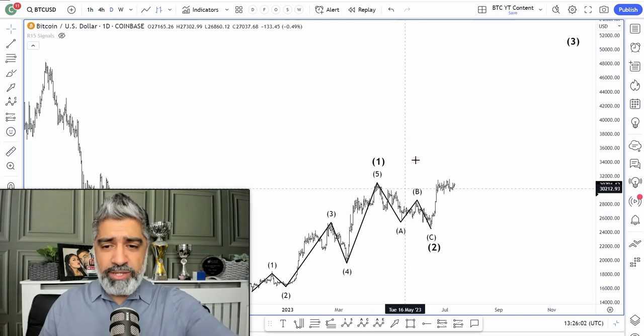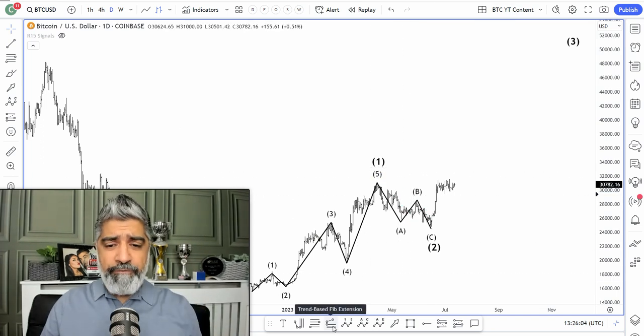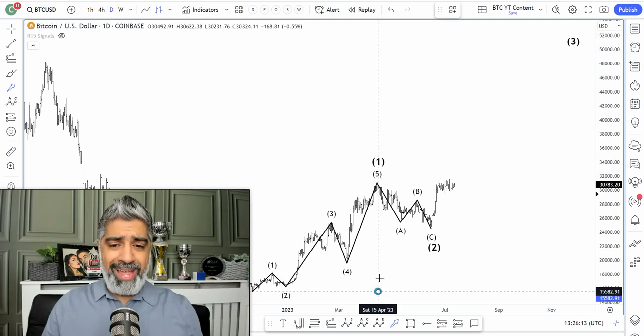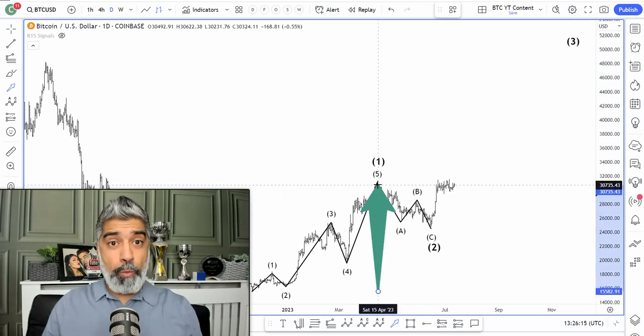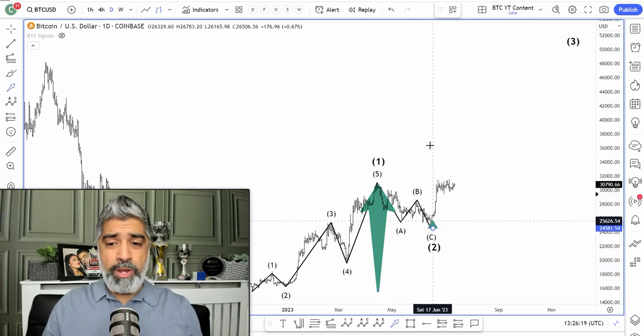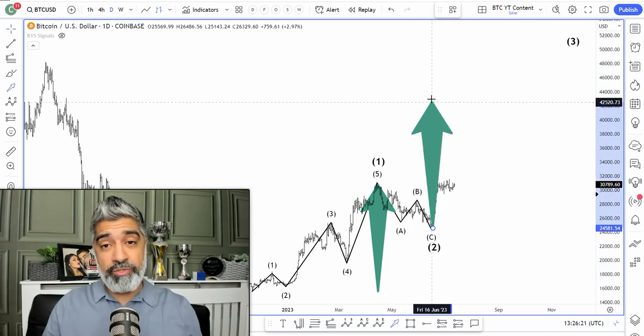So what we're going to use is a tool called Fibonacci, or trend-based fib extension. It is an extension tool. And what we're going to do, I'm going to show you what we're going to do: we're going to measure how far this wave 1 moved up, and then from the wave 2 low, project some ratios up in advance.